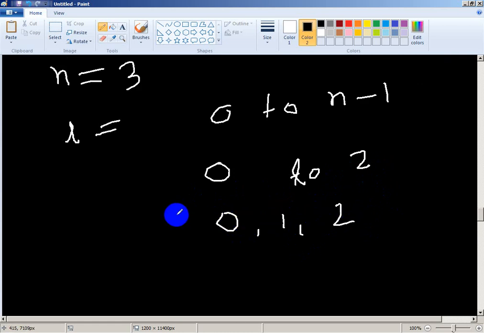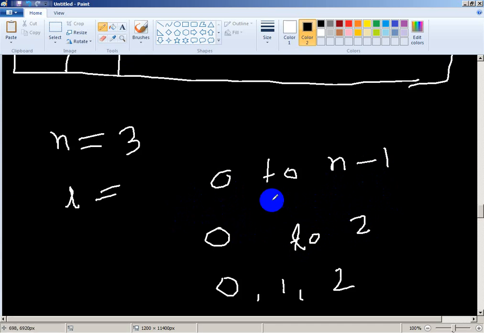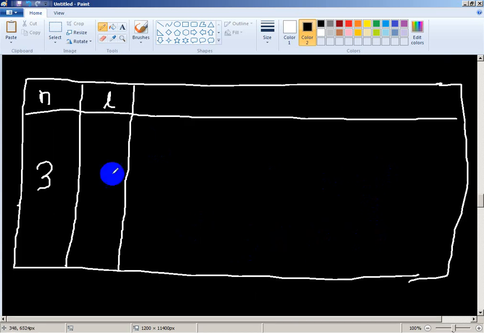Have you understood? The L value range we know is 0 to n minus 1. So for n equal to 3, 3 minus 1 means 2. That means 0 to 2, so L value is 0, 1, 2. Have you understood this?